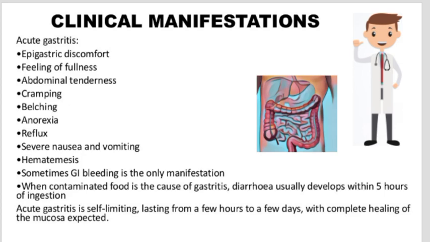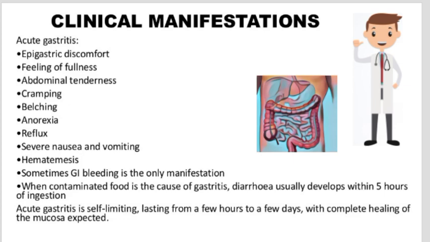Clinical manifestation, signs and symptoms. Acute gastritis: epigastric discomfort, feeling of fullness, abdominal tenderness, cramping, belching, anorexia, reflux, severe nausea and vomiting, hematemesis. Sometimes GI bleeding is the only manifestation.